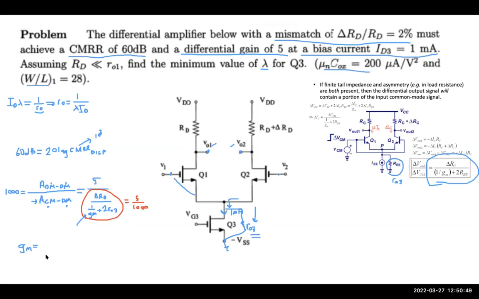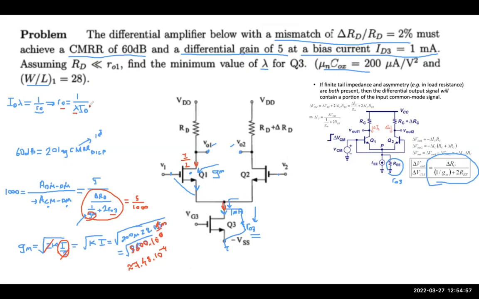Square root of 2K ID. This is I, so we divide it by 2, that's the I over 2, for the GM of this device. So that means the square root of K times I. K is mu times COX times W over L. So it is the square root of 200 micro times 28. So this is 1, this is 200, so this will be 5,600. This is micro, this is milli, so this is 10 to the minus 9. So that's the GM. To find RO3, that's what we need.